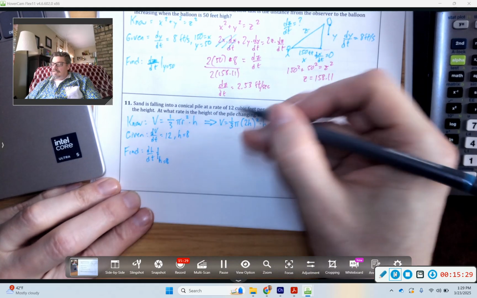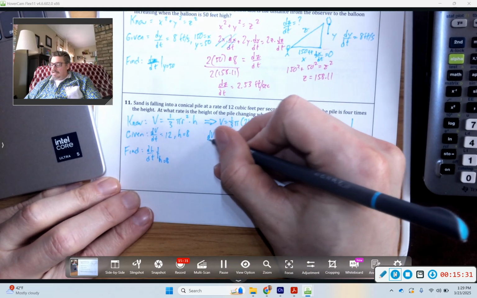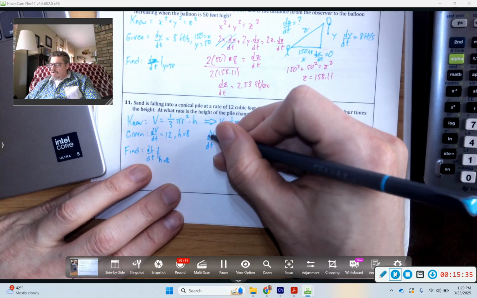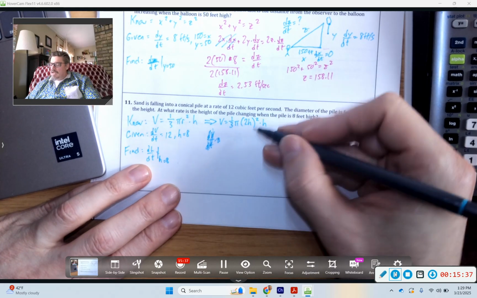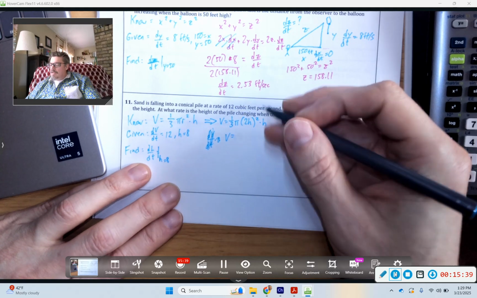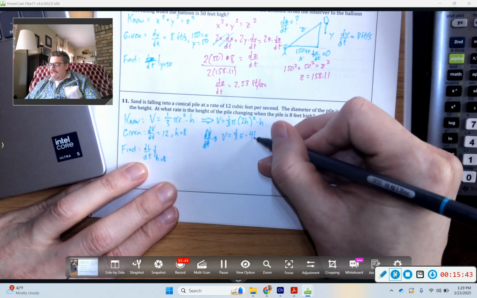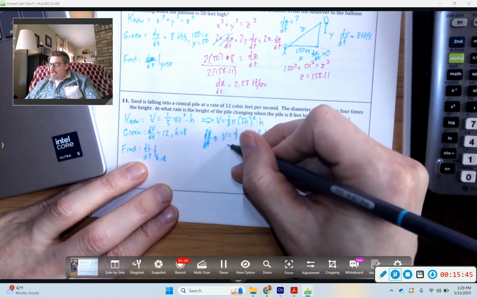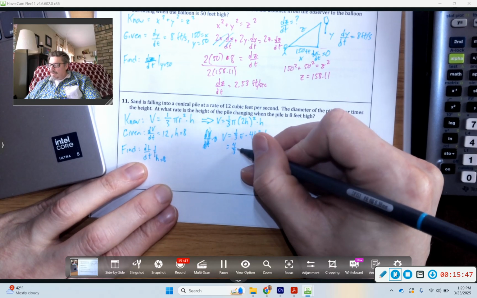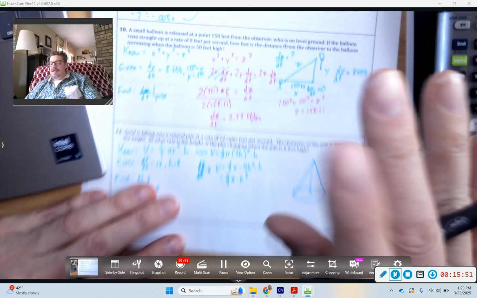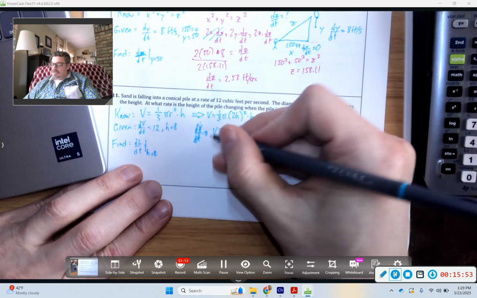All right, so let's get this derivative here. dV/dt equals, oh wait, you know what? I'm sorry. I'm going to have to do the V first, because I've got to square this out here. V equals 1/3 pi times (2h) squared times h, which is going to give us 4/3 pi times h to the third. So that's cool. That's actually a lot easier.